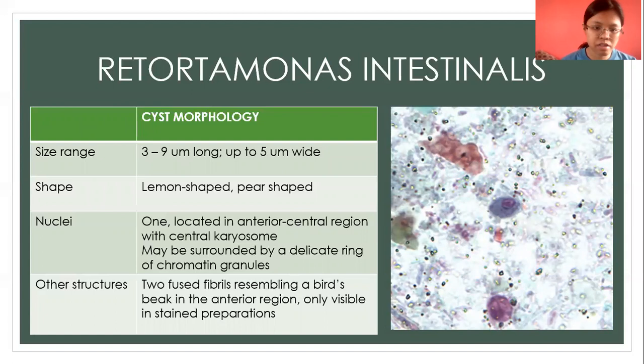Okay, next natin is Retortamonas intestinalis. This stage is 3 to 9 micrometer long up to 5 micrometer wide. Shape is lemon shape, pear shape. It has one nuclei located in the anterior central region with central caryosome. It may be surrounded by a delicate ring of chromatin granules. Kung napapansin nyo, si Retortamonas intestinalis, meron siyang peripheral chromatin din. Yung mga nauna nating na-discuss, wala silang peripheral chromatin. So other structures niya is two fused fibrils resembling a bird's beak in the anterior region, only visible in stained preparation.